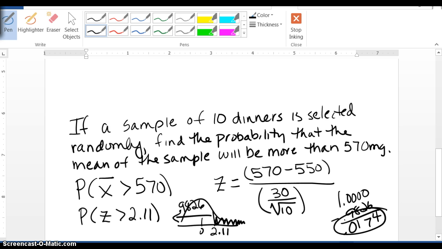So only about a 1% chance of this. So pretty good chance that we could pick one individual dinner and get more than 570 milligrams, but picking 10 of them and having the average of that be more than 570 when the mean is 550 isn't very likely.